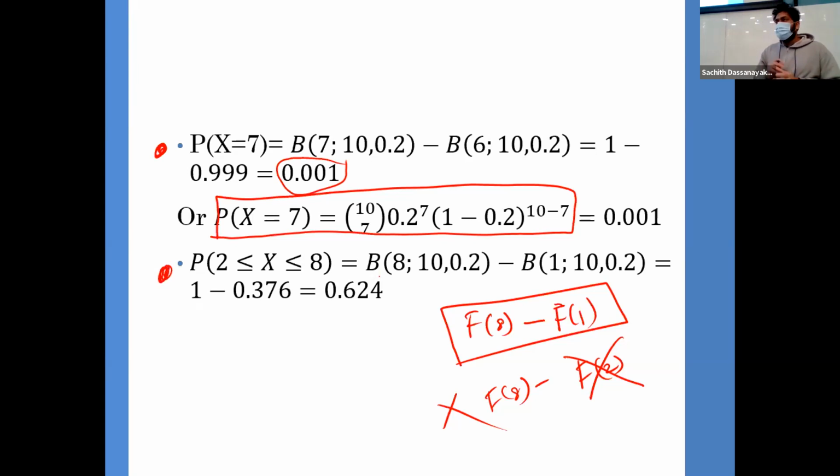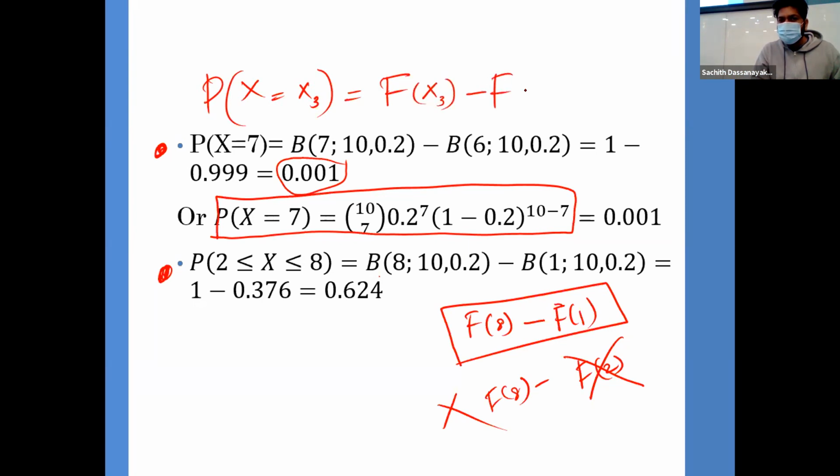Think like this. If you need to find a point probability like x equals 7, what do you have to do? Take F of that value minus F of the value just before that value. For example, if you need the probability of capital X equals x3, this is just an example, what do you have to do? Capital F x3 minus capital F x2. This is how we find the point probability.